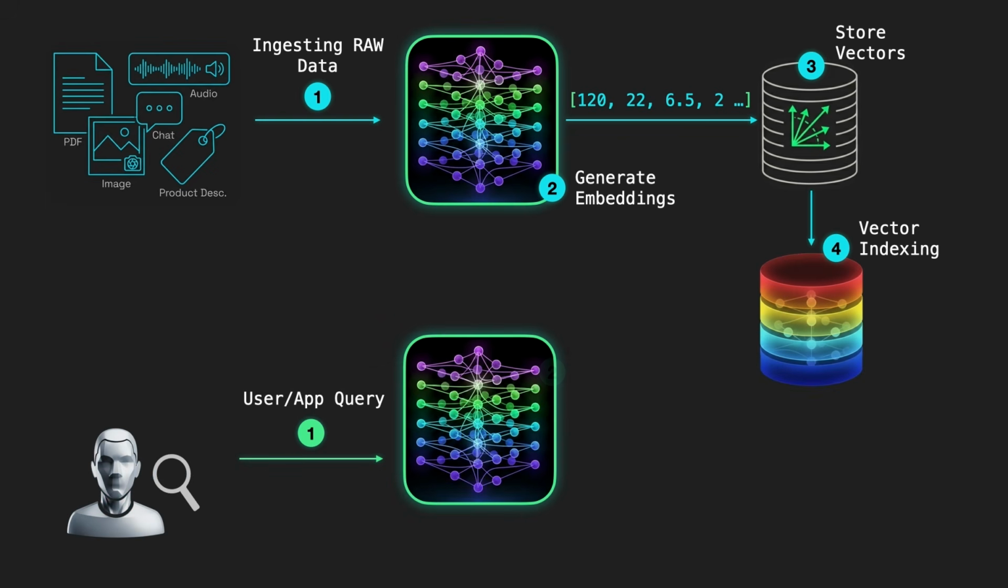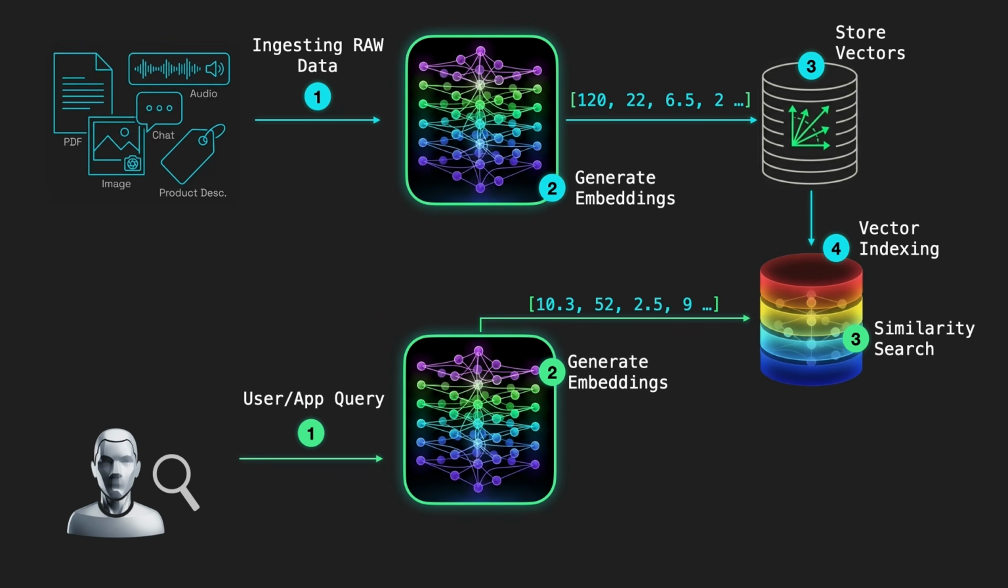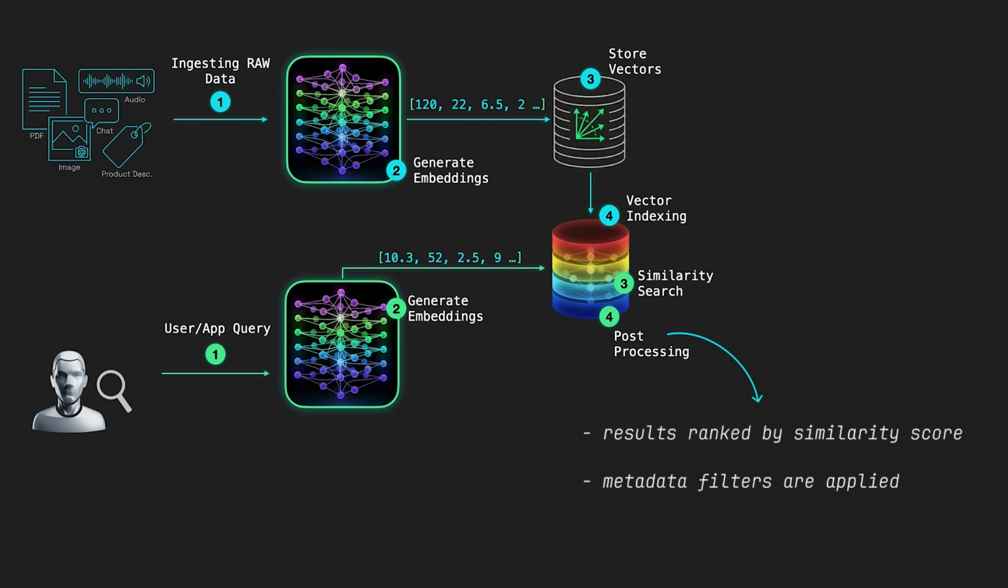Okay, so once the query embedding is generated, it is then used to search the vector database. Here, the vector database internally searches for the vectors that are most similar to this query vector or query embedding. And once the nearest neighbors are found, in the post-processing stage, the results are ranked by similarity score, and then metadata filters are applied if needed.